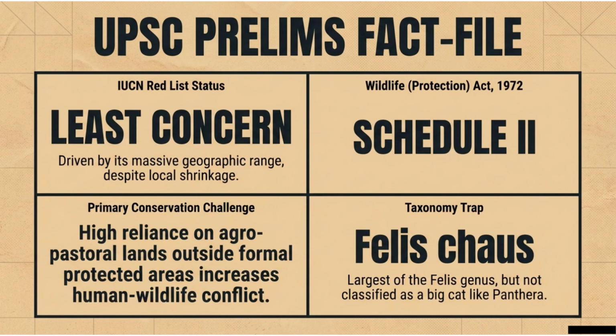Another important point is that because it depends heavily on agropastoral landscapes outside protected areas, there is an increased risk of human-wildlife conflict. So overall, when you study the jungle cat, focus on three things: its habitat preference, its behavioral traits, and its conservation status. These are the areas from which most UPSC questions are framed. Make sure you revise these points properly and try to connect current affairs with static concepts.